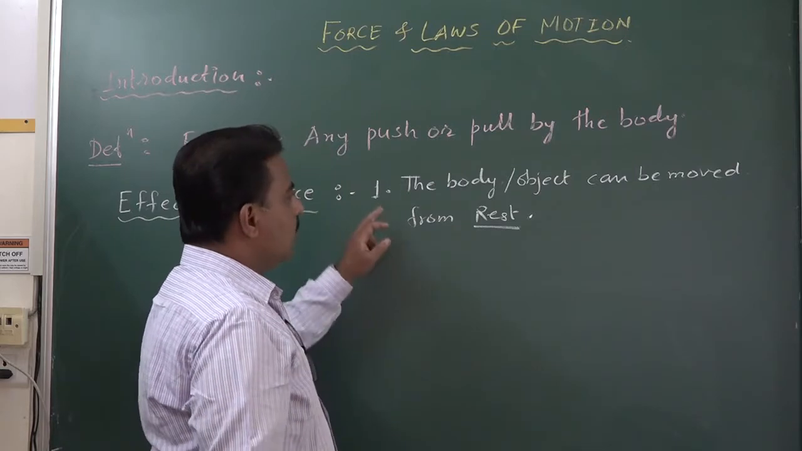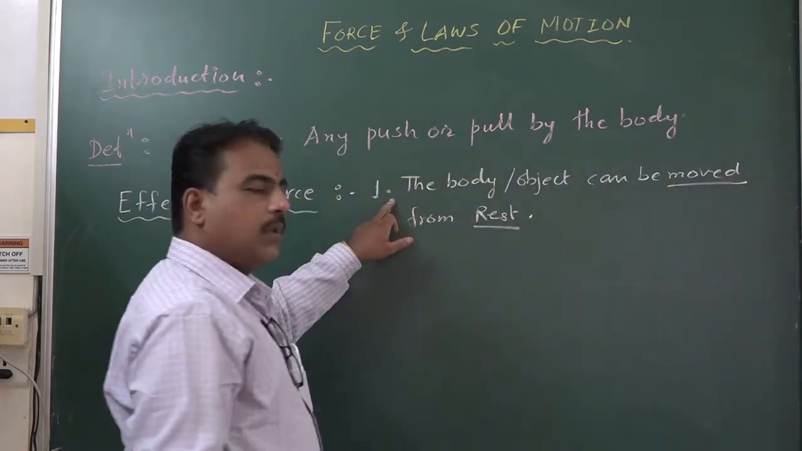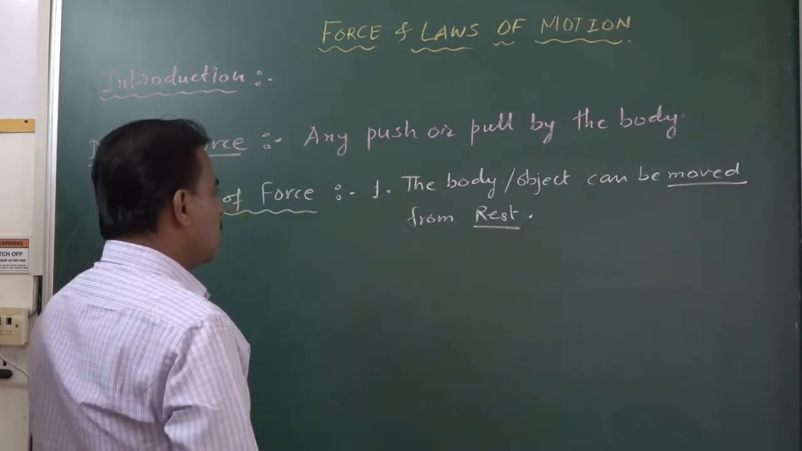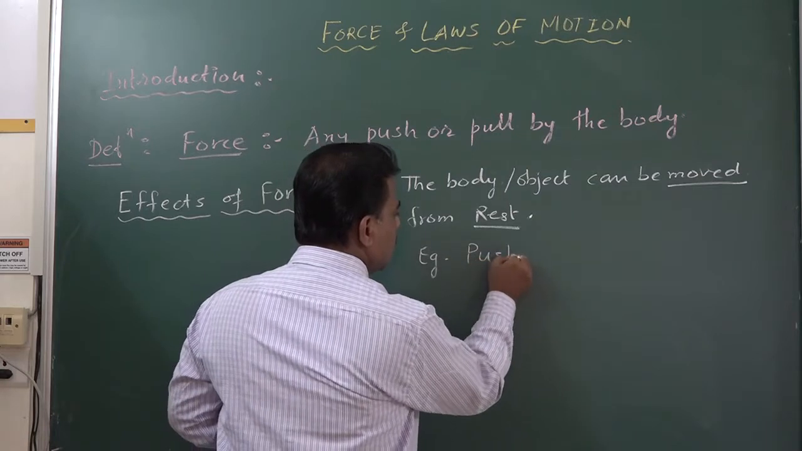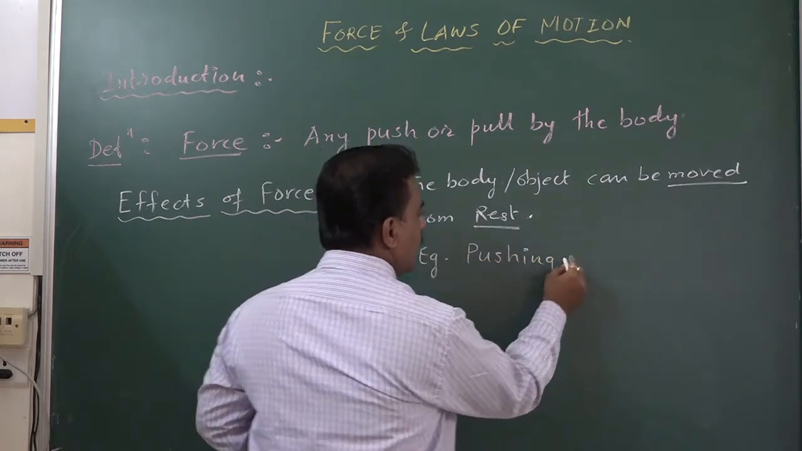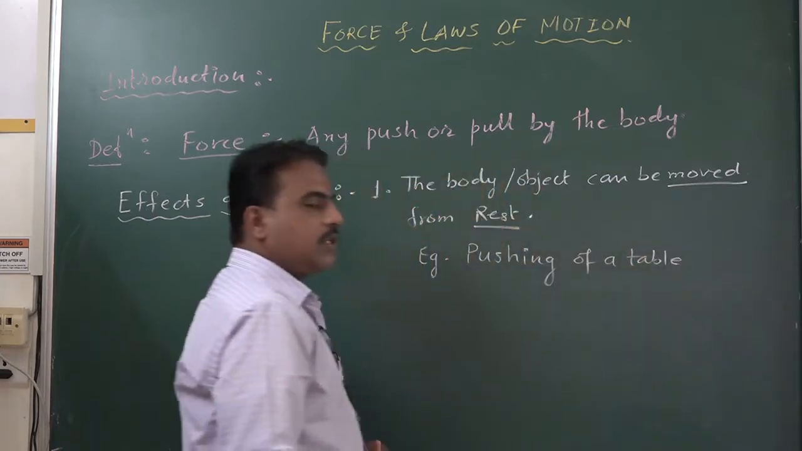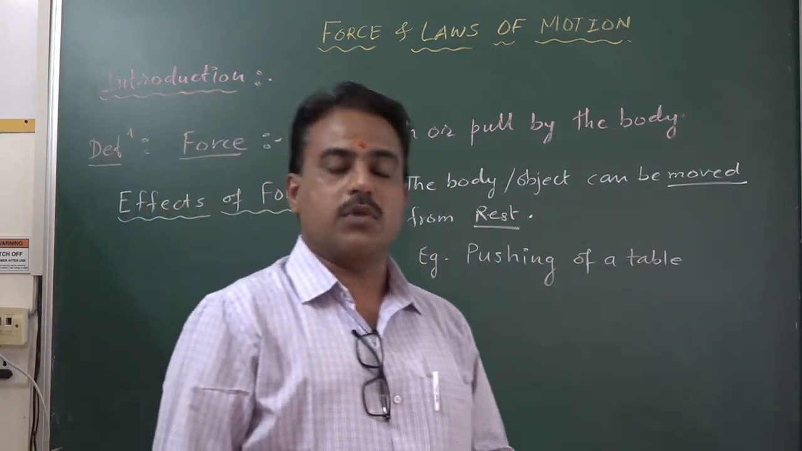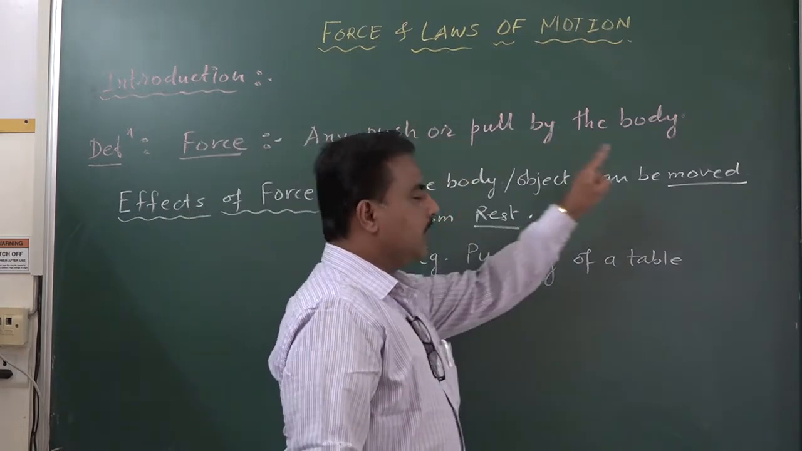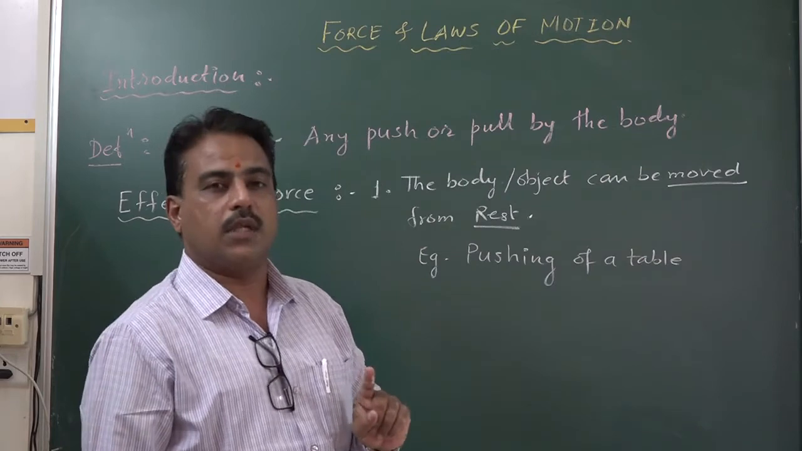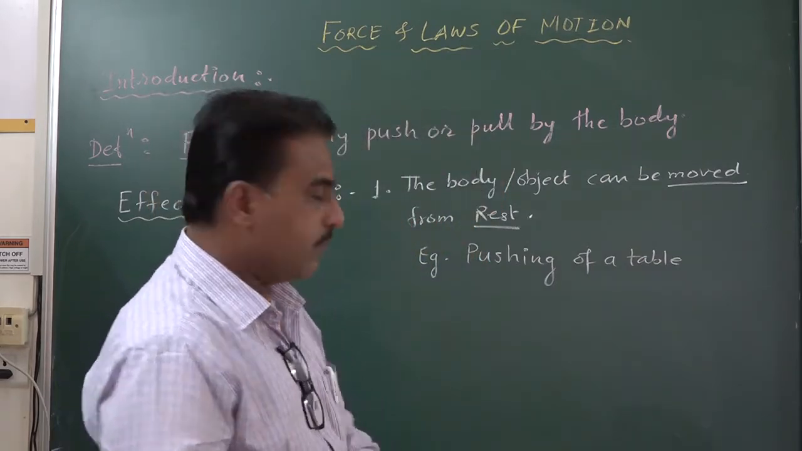That means the movement of the body from rest is possible with the help of application of the force. Now what is the example? Example is nothing but, say suppose, pushing of a table. When you are pushing a table which is at rest, that means you are applying the force. And with the help of application of the force, the body which is at rest, you can move. So first application of the force is nothing but the body which is at rest can be moved.